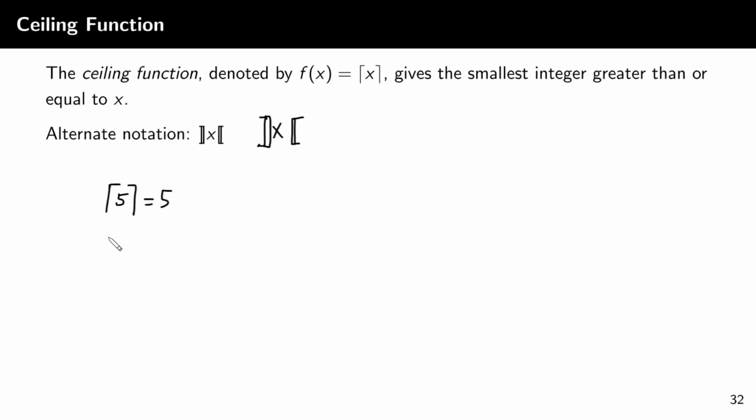So, katulad nung floor function, kapag integer na mismo yung nasa loob, yung ceiling ay hindi nagbabago. So, ceiling of 5 is equal to 5. Ceiling of negative 5 is also negative 5. Now, let's look at the ceiling of 2.001.